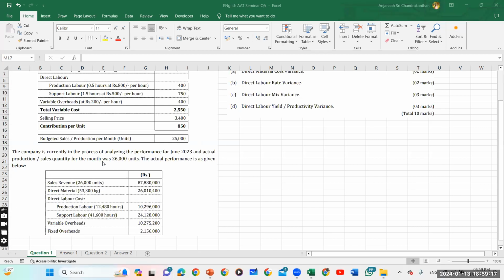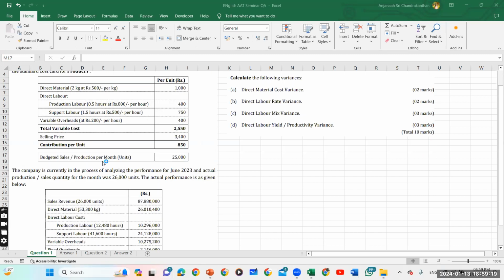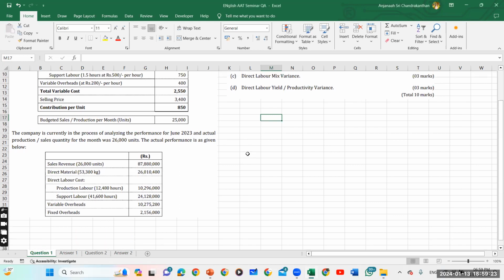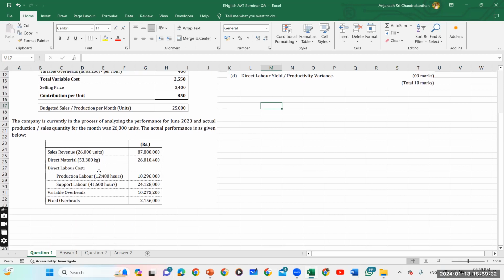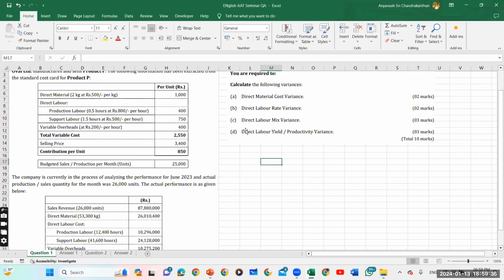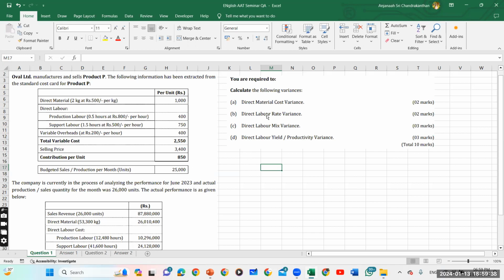And the company is currently in the process of analyzing the performance of June 2023, and the actual production and sales quantity for the month is 26,000 units, actual production. And the actual figures are also given. You are required to calculate the labor cost variance, labor rate variance, the labor mix variance and the yield variance. Now see.